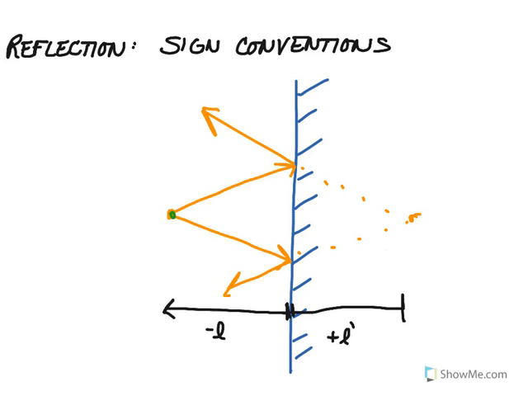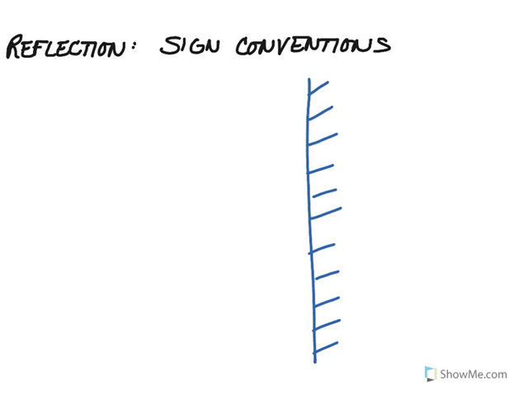Also, just like before, when light is diverging, we say that it has negative vergence, whether the light is incident on the mirror or reflected from the mirror. When it is diverging, the vergence is negative, and when it's converging, the vergence is positive, whether we're talking about the incident light or the reflected light.